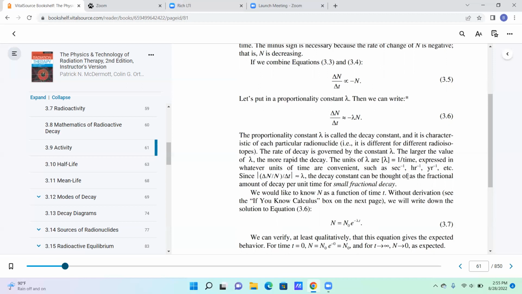The larger the value of lambda, the more rapid the decay. The units of lambda are going to be 1 over time, expressed in whatever the units of time are, you know, seconds, hours, years, what have you. So the rate of change of N divided by N, and all of that divided by delta t, is going to be equivalent to lambda. In other words, if you divide both sides by N, that's pretty much what you come up with. So it can be thought of as a fractional amount of decay per unit time for small fractional decay.